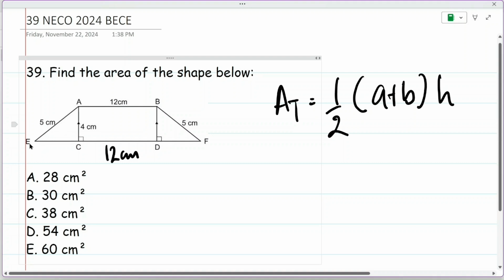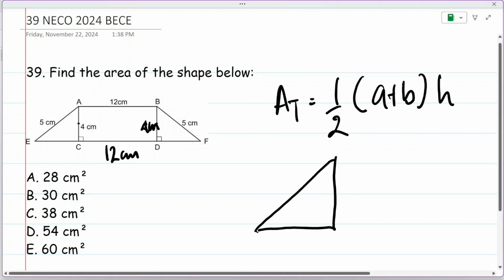And this side, EC, is the same length as this side, DF, because AC is 4 centimeters, BD is also 4 centimeters. It's a trapezium. This height is the same thing as this height. Therefore, this is 4 and this is 4. And with this triangle, we can find this side using Pythagoras theorem. The triangle, let's draw it out. We have the right angle, we have our A, we have our E, and we have our C.